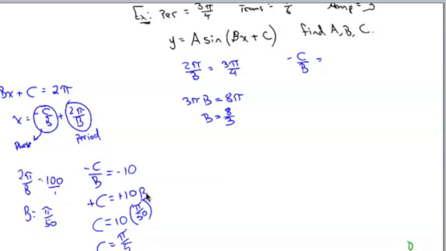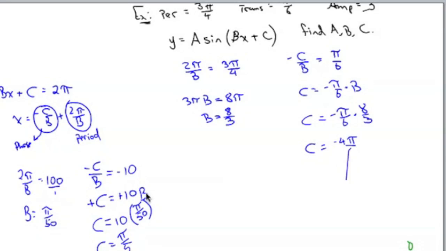So if we know that b is equal to 8/3, this is the translation part. In the translation, we want it to be pi over 6. But like before, make sure you move the b to the other side and also the negative. So you get c equals negative pi over 6 times b. But now we know b is 8/3, so c is equal to negative pi over 6 times 8/3, better known as negative 4 pi over 9.